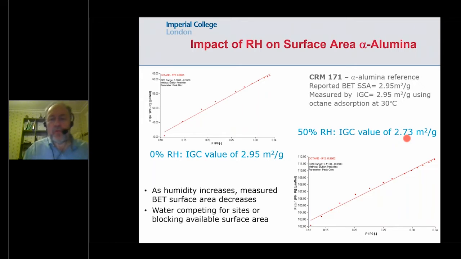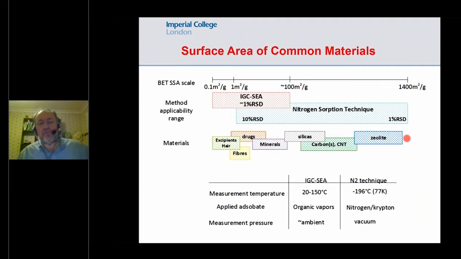So let's move on now to the real samples. Before I do that, I've just got a summary slide talking about the surface area of common materials. Here is a log scale of the BET surface areas, a commentary on the techniques that are available, and also some classification of the very common sorts of materials you find with the areas.